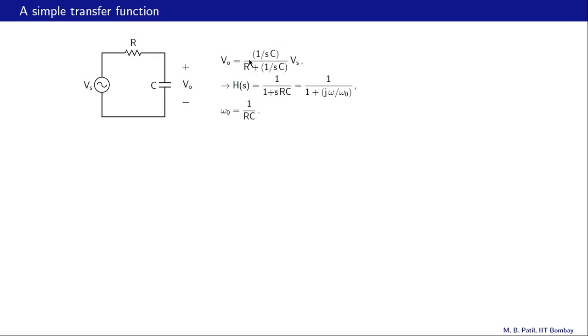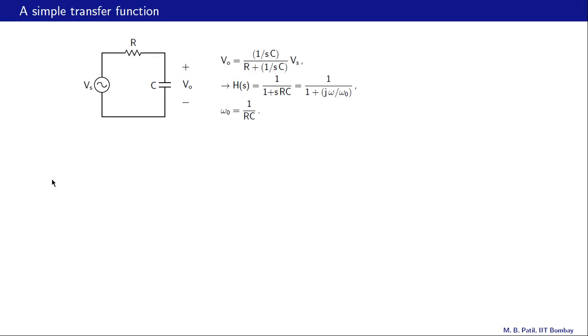We multiply both numerator and denominator by sC. In the numerator we get 1, in the denominator we get 1 plus R times sC. So that is this expression. And we can now substitute for s, j times omega. So we get 1 divided by 1 plus j omega RC, and that we can rewrite as 1 plus j omega by omega 0, where omega 0 is 1 over RC. So that is the transfer function for this series RC circuit.